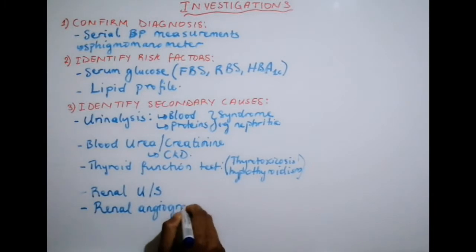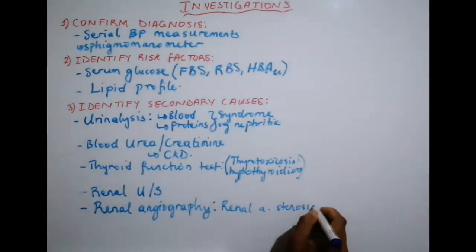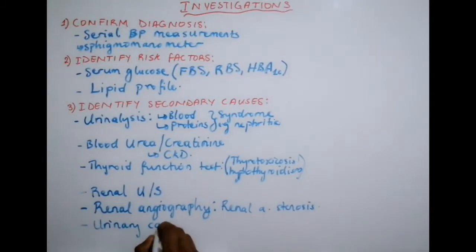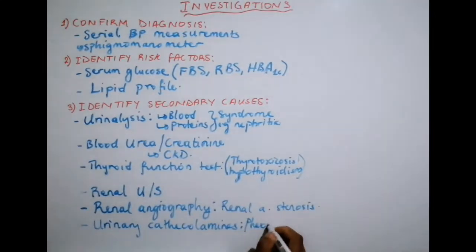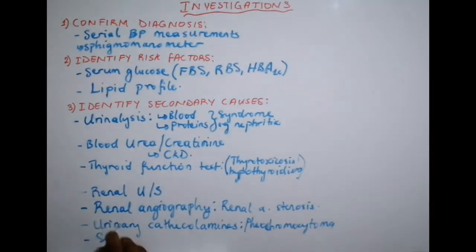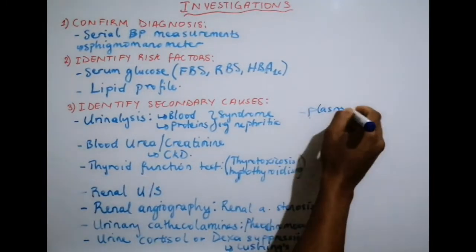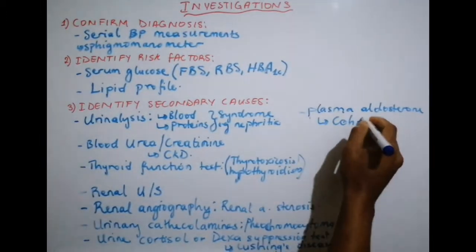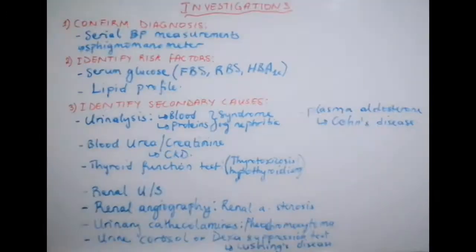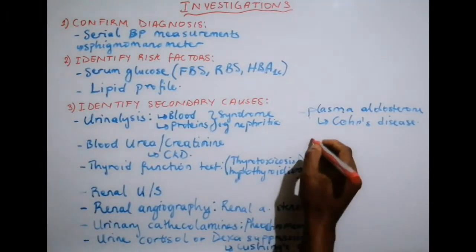Renal ultrasound helps us diagnose a polycystic kidney disease. Renal angiography is important to diagnose a renal artery stenosis. Urinary catecholamines help us diagnose pheochromocytoma. Urine cortisol or DEXA suppression test help in diagnosing a Cushing's disease. Also, plasma aldosterone helps us diagnose a Conn's disease.